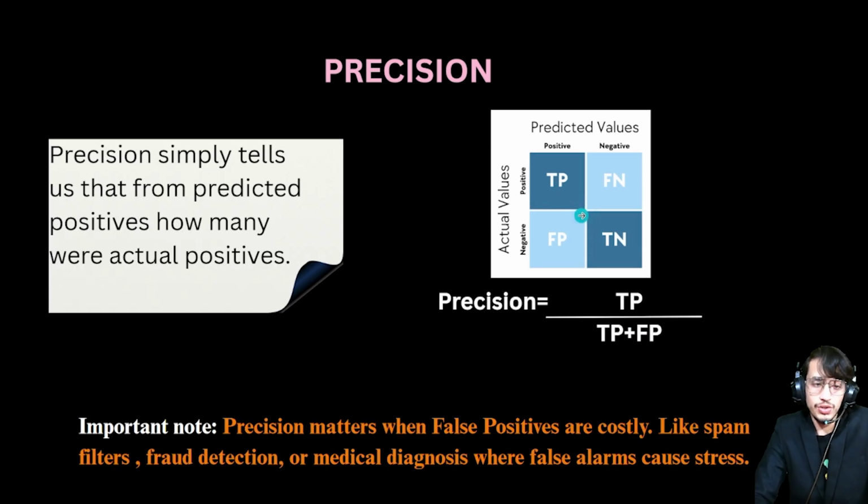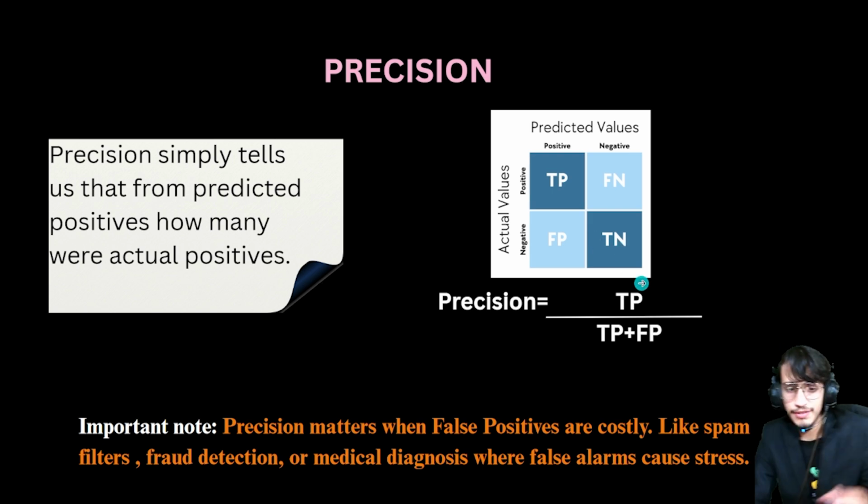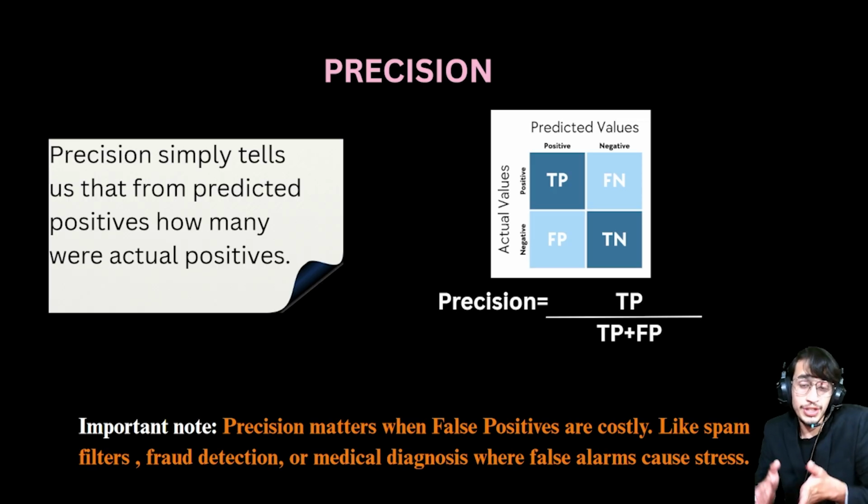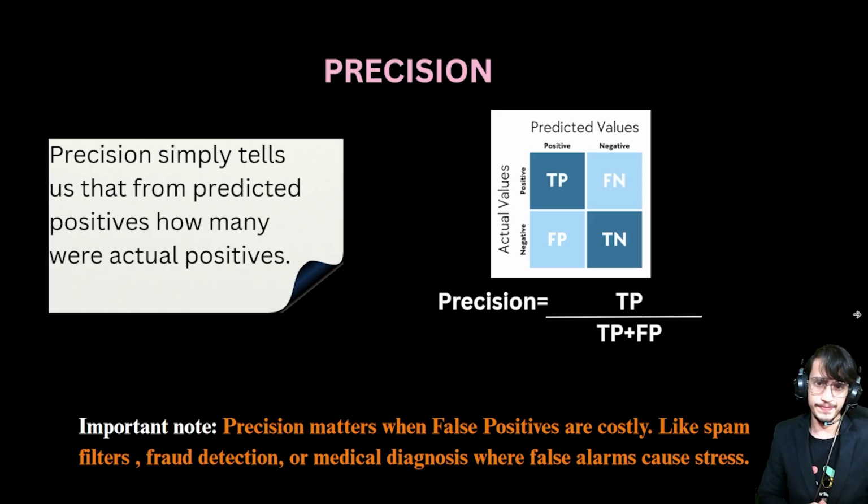Precision matters when false positives are costly. There are cases like fraud detection or medical diagnosis where a false positive can cause chaos. For example, if a police officer identifies a normal civilian as a thief, he will take action which should be taken against a thief, but it will not be justice to that person. So in that case we will use precision.